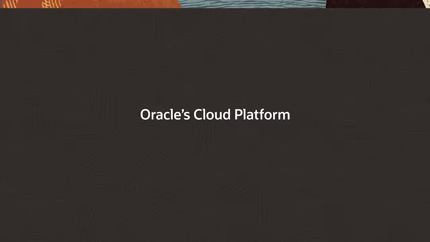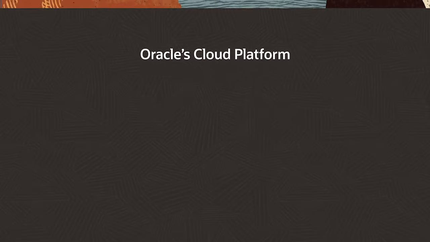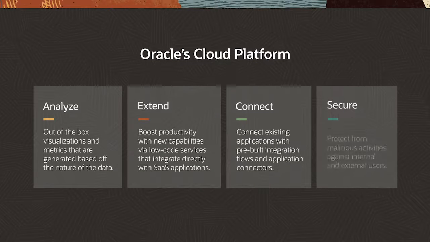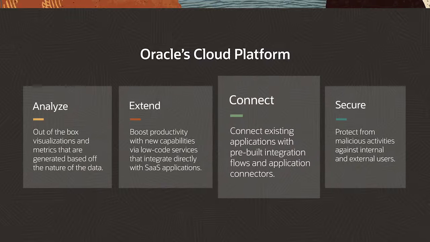This video is the third in a series of 4 videos on Oracle PaaS for SaaS offerings. The Oracle Cloud Platform enables you to digitize your enterprise by focusing on analyze, extend, connect, and secure. For Connect, Oracle Integration Cloud simplifies connecting applications together with pre-built integration flows and application connectors. Let's take a look and see how this works in Oracle Cloud.